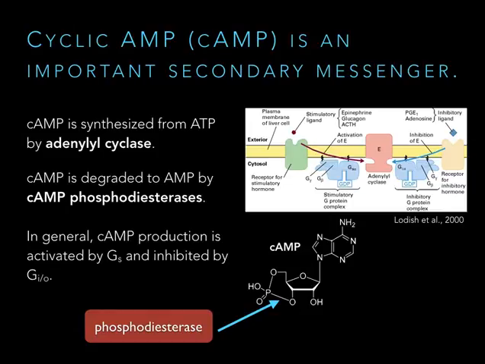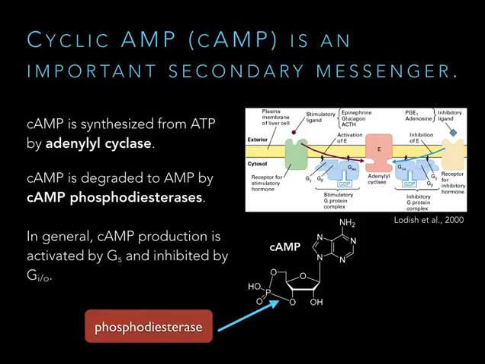And so remember, if we have a means of turning something on, we need to have a means of turning it off. And so there are proteins called phosphodiesterases, which break down cyclic AMP. They break that cyclic bond there in the phosphate group and turn it into regular old AMP. So what makes this cyclic is the fact that phosphate there is connected completely to that ribose sugar there.